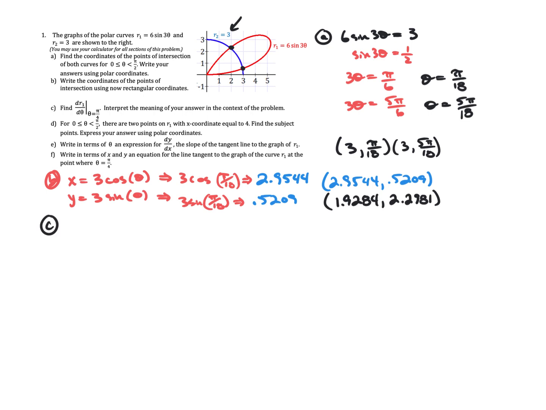Find dr d theta at theta equals pi over 4. Interpret the meaning of your answer in the context of the problem. All right, fantastic. So a lot of the times I like to talk about the interpretation of it. What is dr d theta going to do? How fast the radius is going out or in. Good. How fast it's going away from or toward the pole. Exactly.